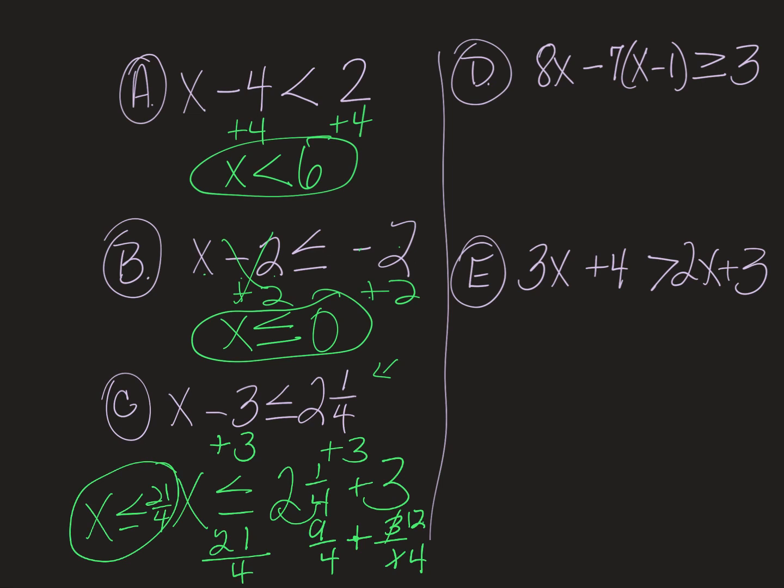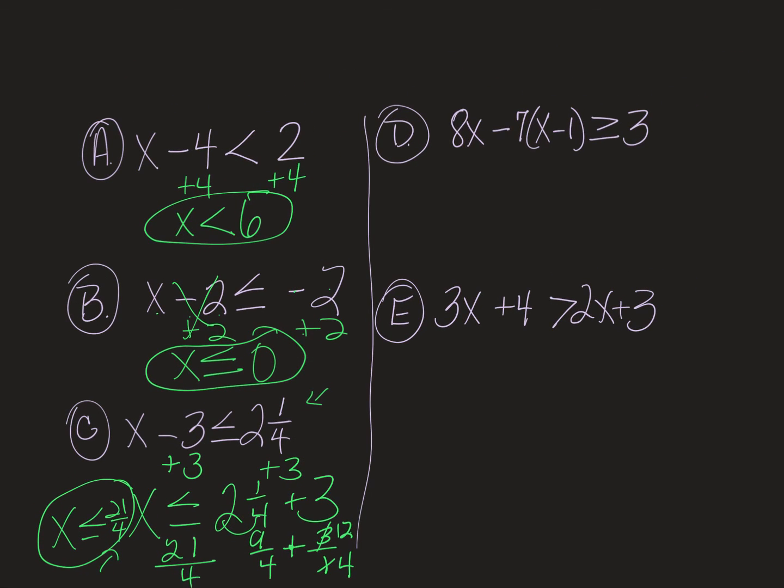So your answer is x is less than or equal to 21/4. Before you graph this, you would want to change this back to a mixed fraction because it would be easier to graph. But in this case, there's no worries, okay? I'm going to skip this one today. We're going to move on down to 3.